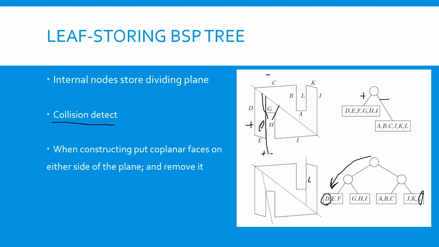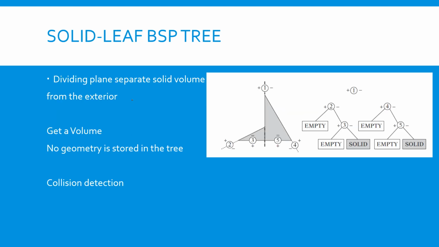Okay, and the next one is we're going to talk about the solid leaf BSP tree. The solid leaf one, we just define if this part has the object or not. So it's only some actual binary data. For example, empty means null or zero, and solid means one.